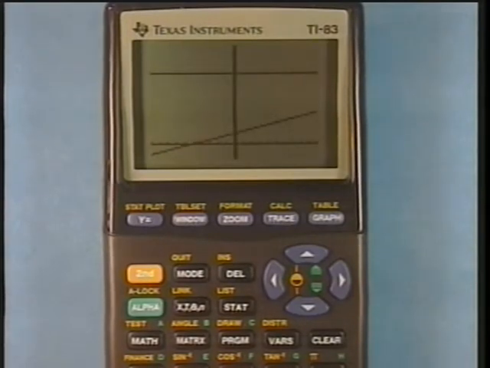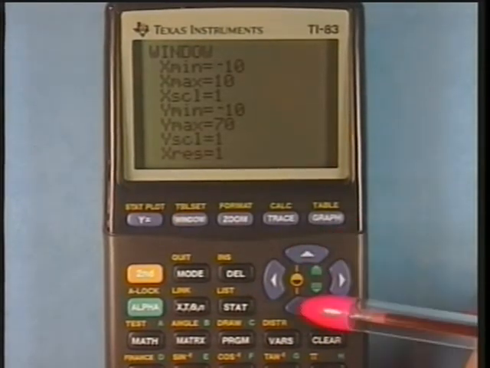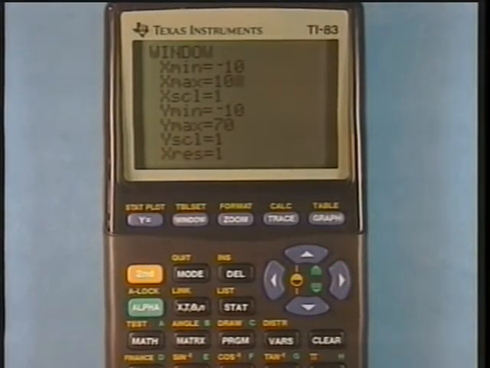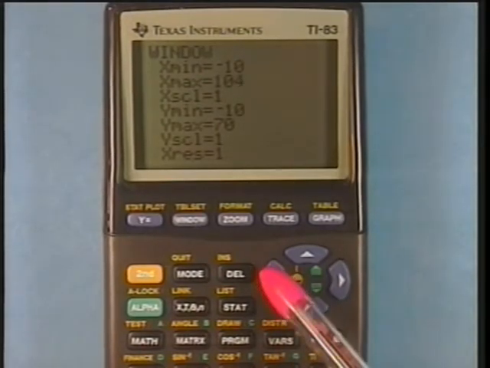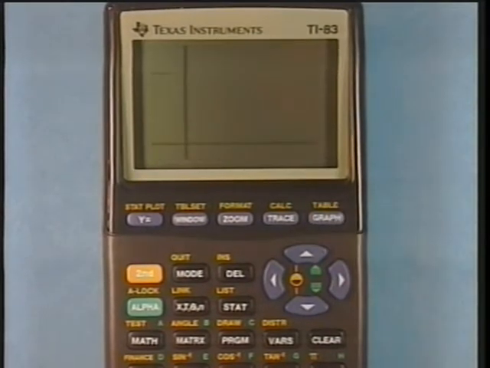But we can't see the point of intersection. The point of intersection is where our solution occurs. So we're going to have to go back in and change our x max. We know from previous projections that our solution is at 28. We'll simply multiply this one by 4 to increase it to 40. Graph again. And this time, we can see the point of intersection on the screen.